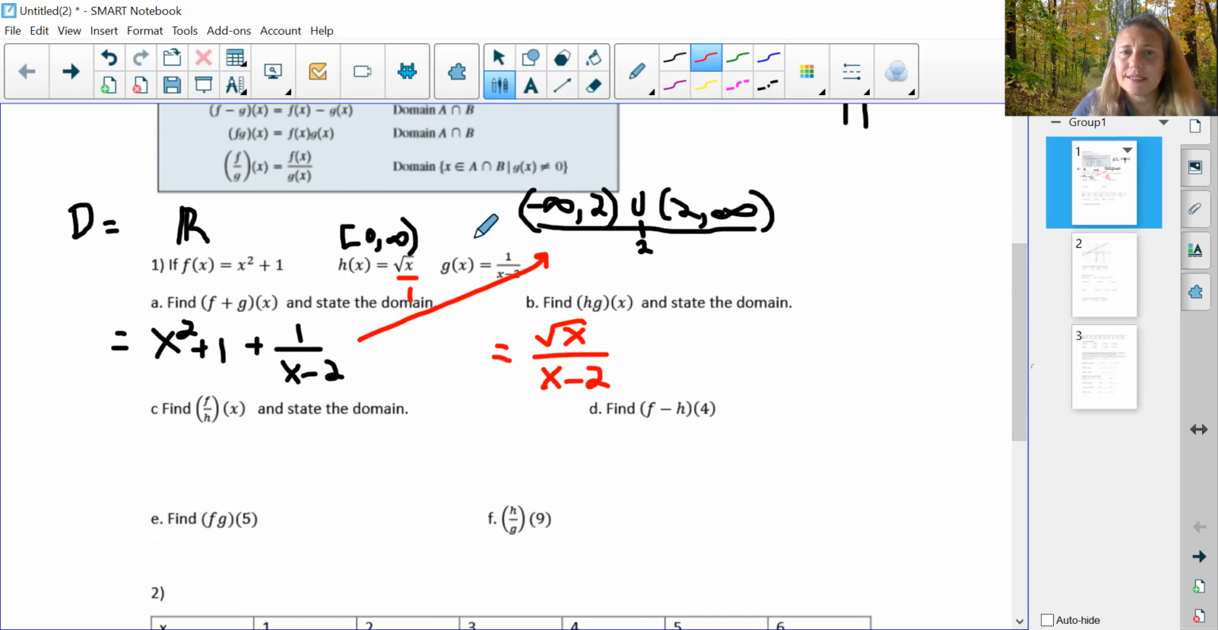And then what is the domain? Okay, I can still input 0. Right, I'd have 0 over -2, that works. And I can't input 2 still. Okay, so my domain would look like this. Start at 0, go to 2 but not include 2, and then union 2 onto infinity.